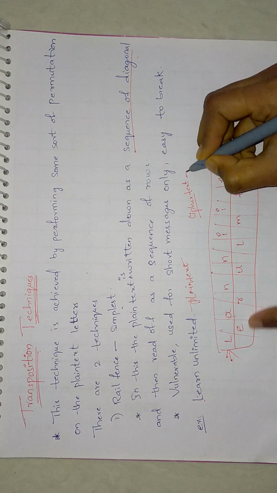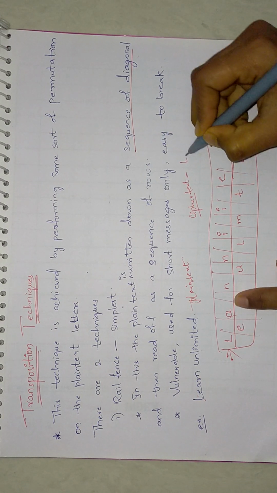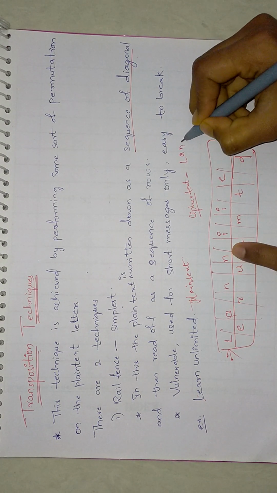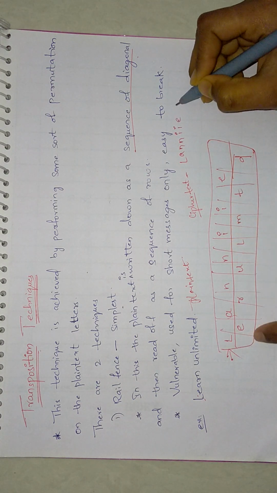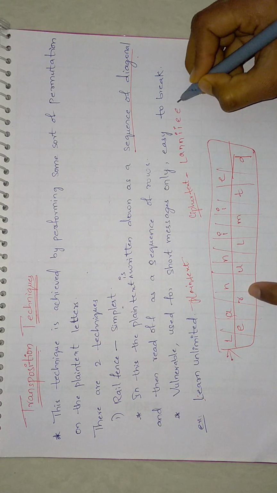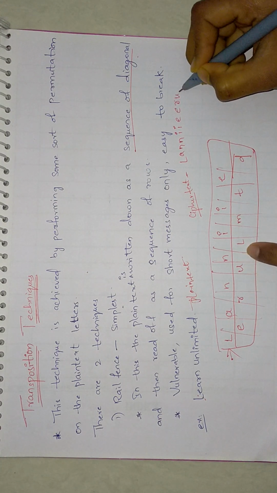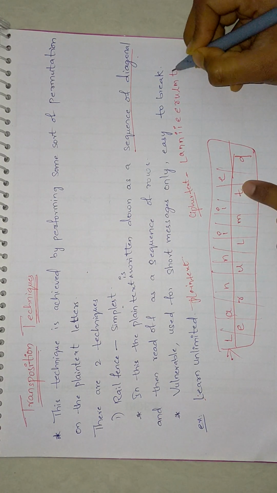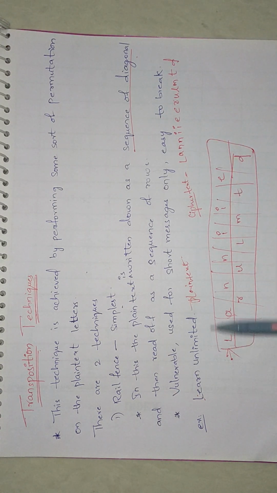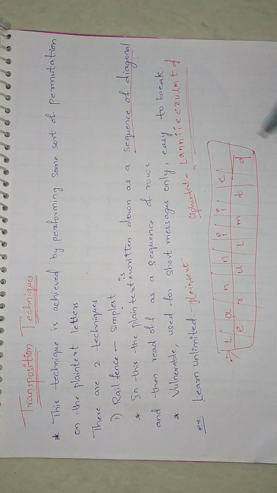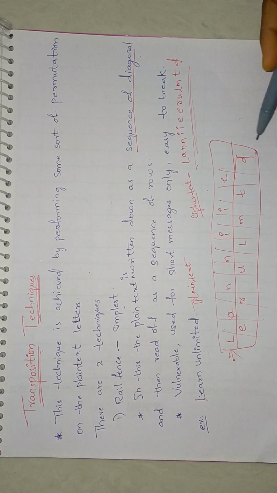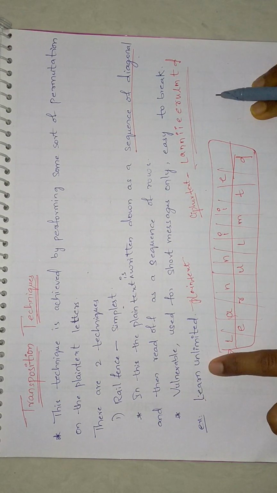What will be the ciphertext for this? First is L, then A, then N, N, I, E. Come to the next row: E, R, U, L, M, T, D. So the ciphertext for this plain text is this one. This is how you have to write the ciphertext for the plain text.